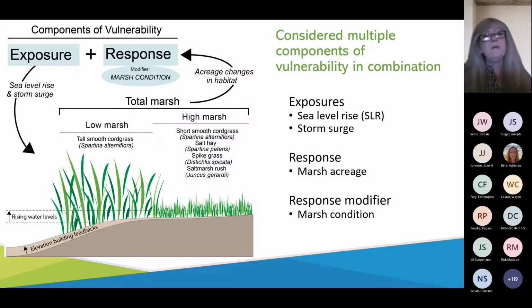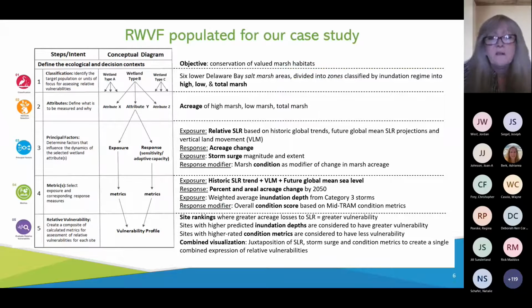So as I mentioned, based on this process, we examined 2 exposures, sea level rise and storm surge, looking at marsh acreage as a response and marsh condition as an additional modifier. This is our framework populated with the way we structured our assessment. So we were in the Delaware Bay in salt marshes. We defined, that's step one of classification, based on salinity. They run from like 14 to 26 parts per thousand.